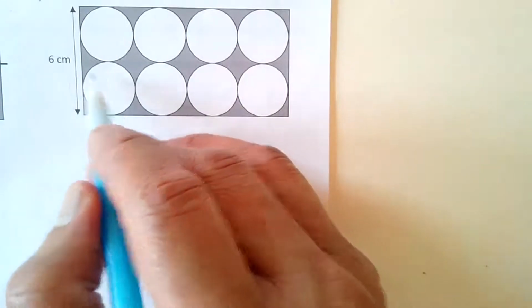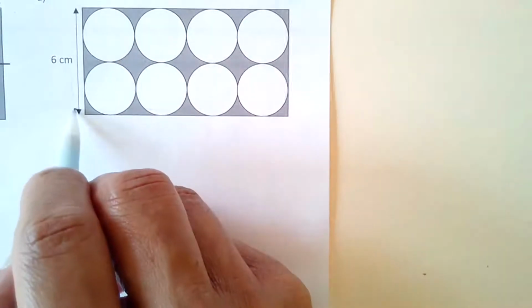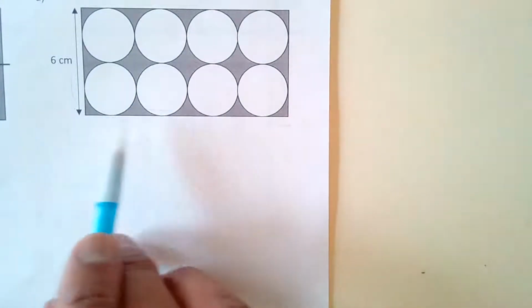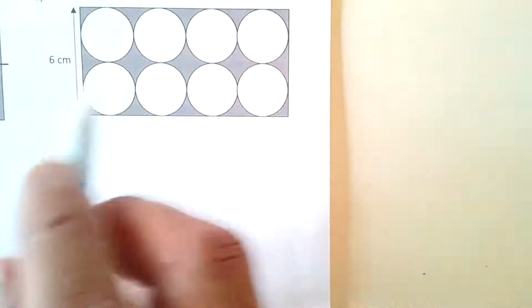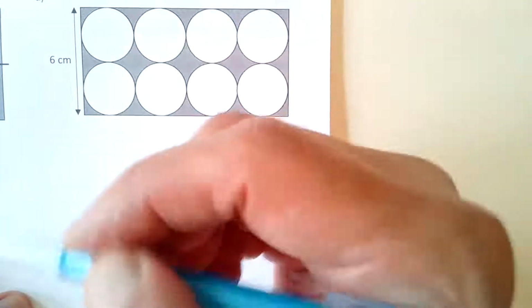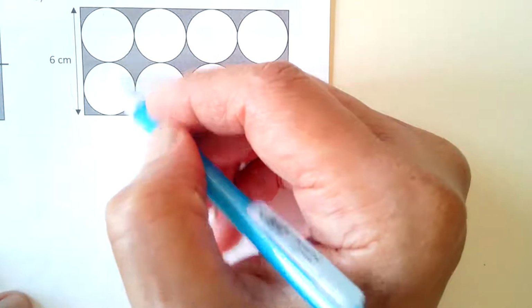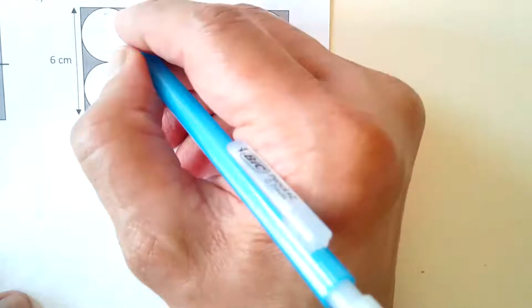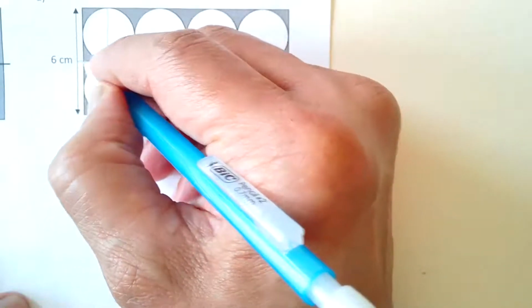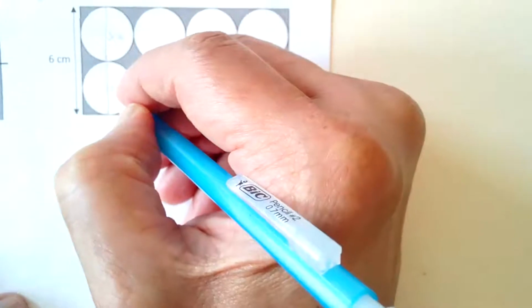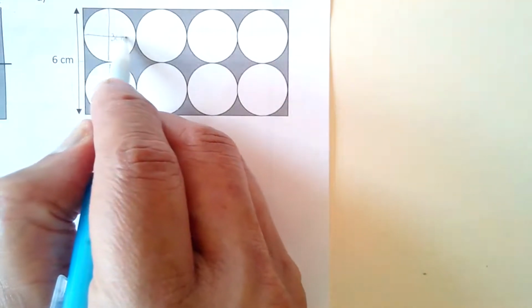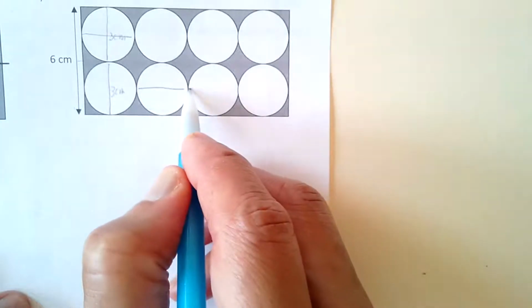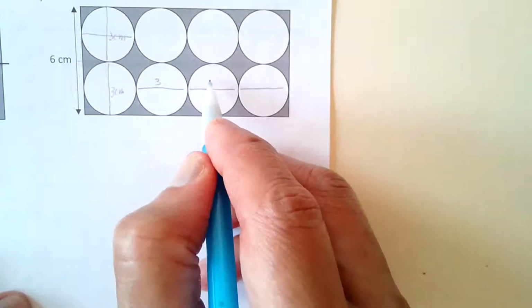But the question is, we know the dimension of the length here, but the width isn't given directly, so we need to determine it. But what do we know of a circle? There are 2 circles in here. They come from end to end, therefore their diameter would be the same. Now this is 6 centimeters, so halfway through here it'd be 3, and the same would go forward over here. So this is 3 centimeters, 3 centimeters, 3 centimeters.